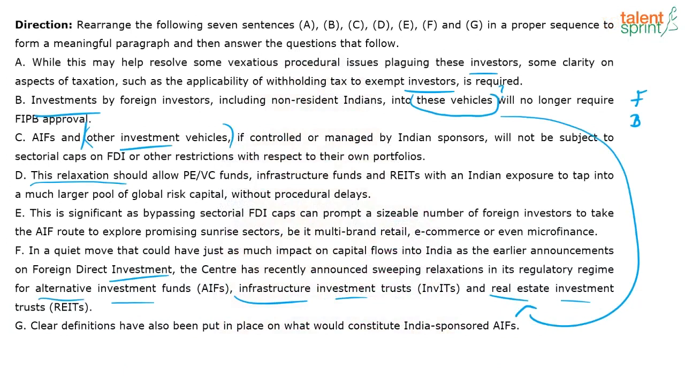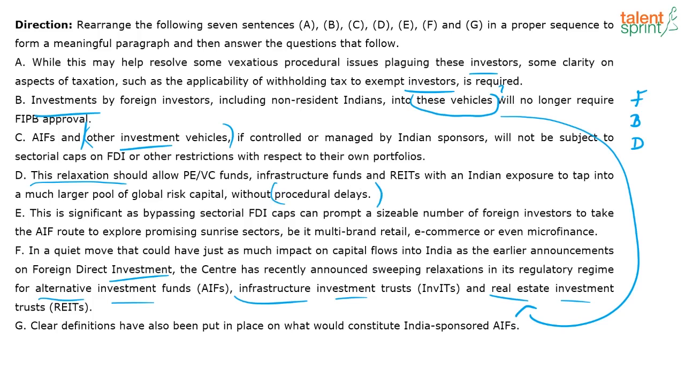Yes, if I don't require approval, if I don't have to go through a procedure, that causes me relief. That is relaxing for me. I don't have to break my head. This relaxation should allow PVVC funds, infrastructure funds and REITs with an Indian exposure to tap into a much larger pool of global risk capital without procedural delays. FBD, yes, without procedural delays, right? So my clue word is "so": because I don't require the FIPB approval, that is a relief to know. And this allows a much larger pool of Indian exposure to tap into a much larger pool of global risk capital without procedural delays.